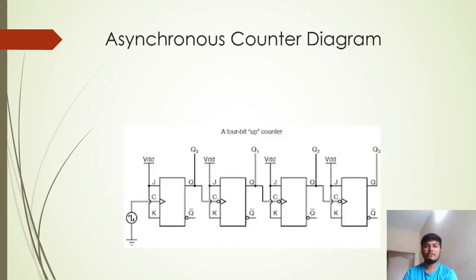This is the diagram for the asynchronous counter. This is a 4 flip-flop counter. The first one has the external clock pulse and the others have the previous flip-flop's output acting as the next flip-flop's clock pulse. It is a 4-bit counter.